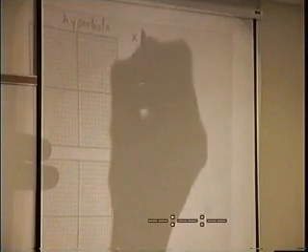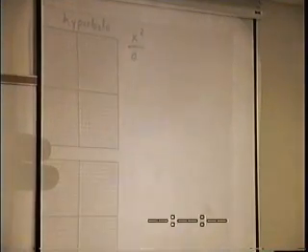Another type of conic section is called a hyperbola. It looks a whole lot like the ellipse. I'll write it out for you. It looks like this. Oops, sorry. I'll include the h and the k as well.